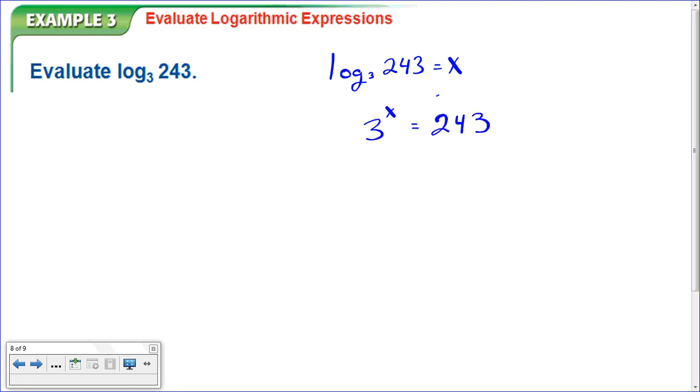Now we fall back on what we learned yesterday in the lesson, and we're going to solve this just like we did yesterday. So 243 is 3 to the 5th power, and 3 to the x on this side, which means that if the bases are the same, then the powers must be equal. X equals 5. And so we know that log base 3 of 243 is equal to 5.